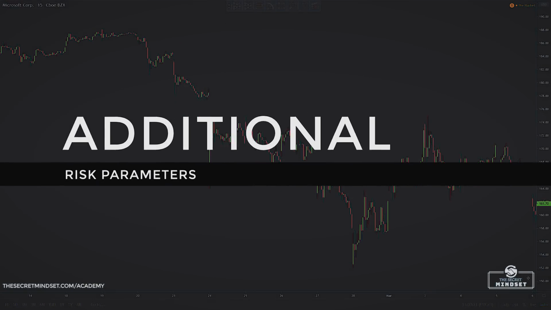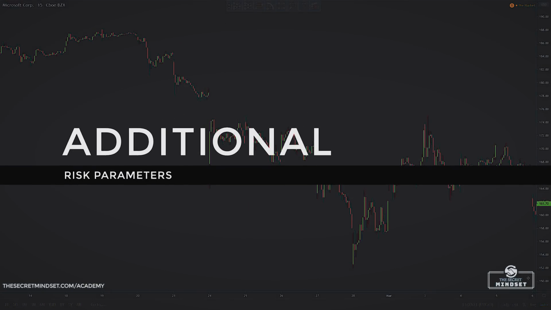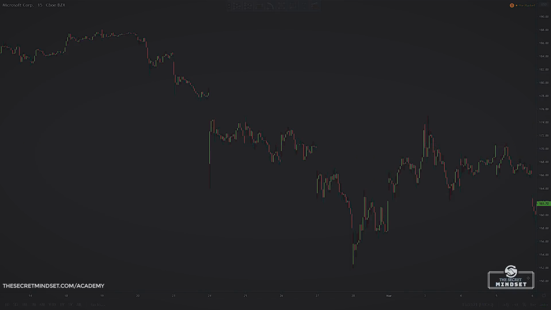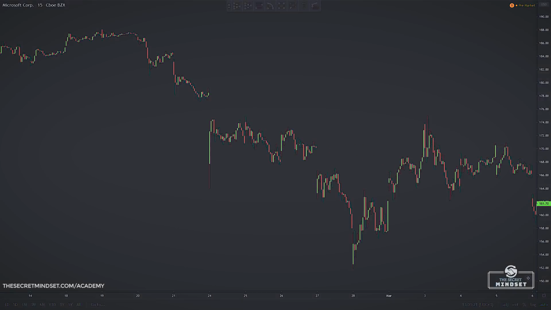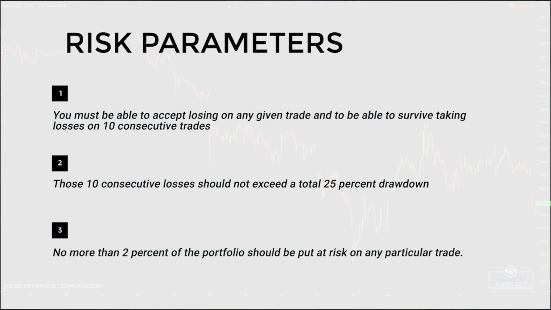Some additional common sense risk parameters seem worth mentioning and may be incorporated into your trade plan. For example, to be safe, you must be able to accept losing on any given trade and to be able to survive taking losses on 10 consecutive trades. And those 10 consecutive losses should not exceed a total 25% drawdown. This means that no more than 2% of the portfolio should be put at risk on any particular trade.